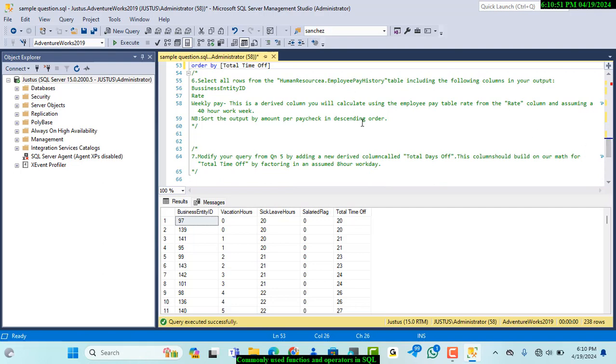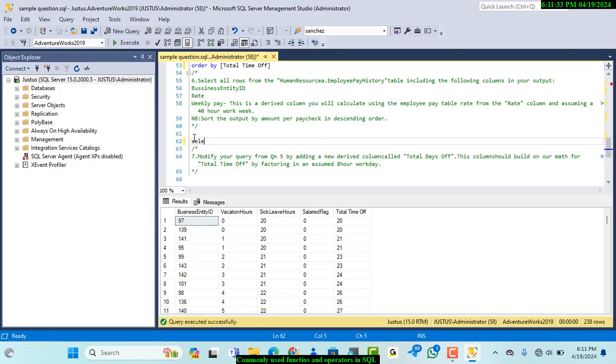Now move to question 6. This is the second last question. Select from the human resource employees list table, including the following columns in your output. The first one is the business entity ID, rate. Then I compute the weekly pay using the rate of 40 hours per week. So that is how the weekly pay is arrived at. I just multiply 40 by the rate per hour.